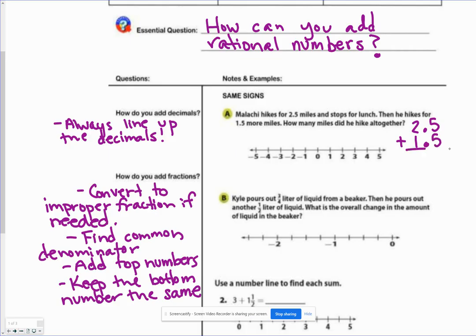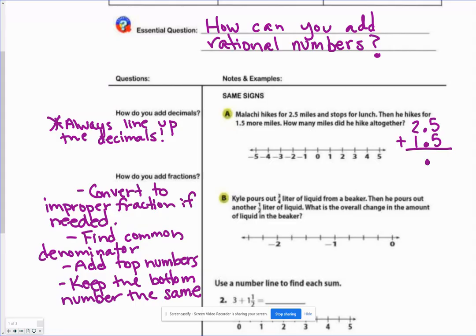Plus 1.5. If you didn't write this over here, you need to write always line up the decimals when adding decimals. So maybe writing the question, how do you add decimals? And then writing always line up the decimals will help you. And putting this problem in. All right, we lined up the decimal. We can put the decimal down here because they're lined up.